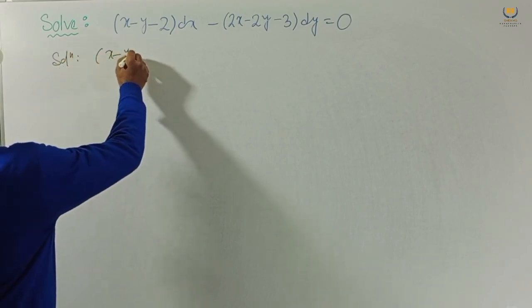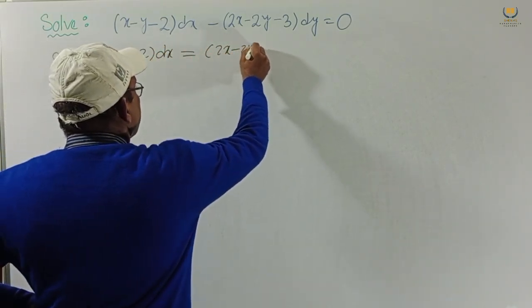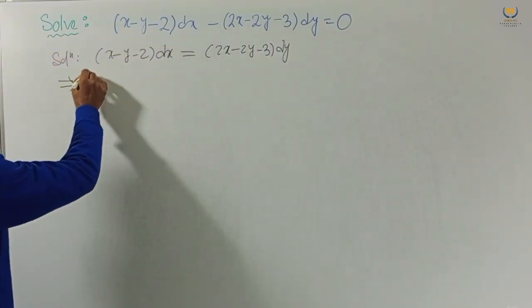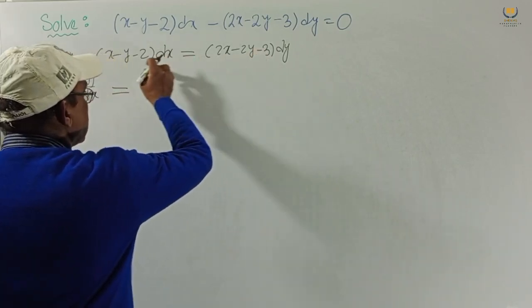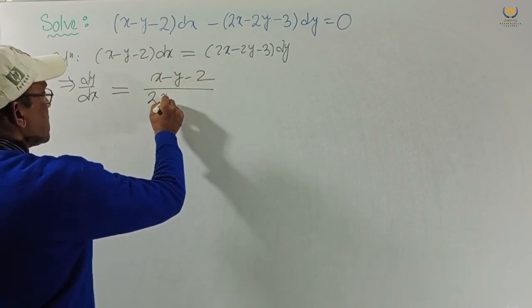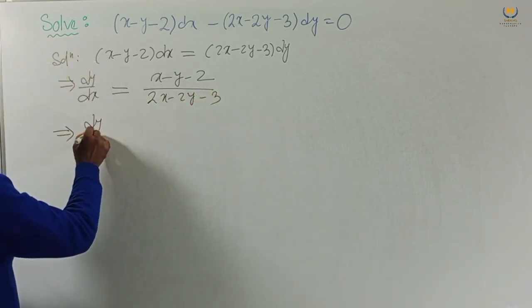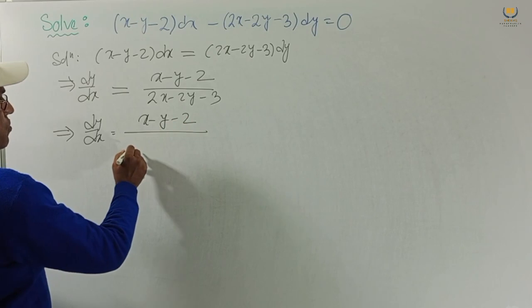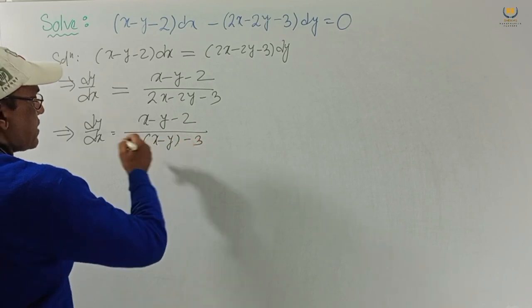x minus 2y minus 2 dx equal to 2x minus 2y minus 3 dy. This implies dy/dx equal to, taking this side, (x minus y minus 2) by (2x minus 2y minus 3). This implies dy/dx equal to x minus y minus 2, from this 2, taking 2 common, x minus y minus 3.